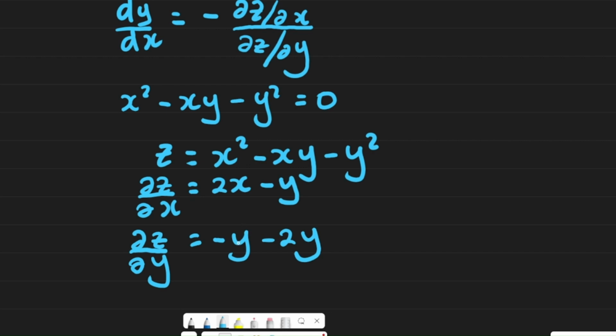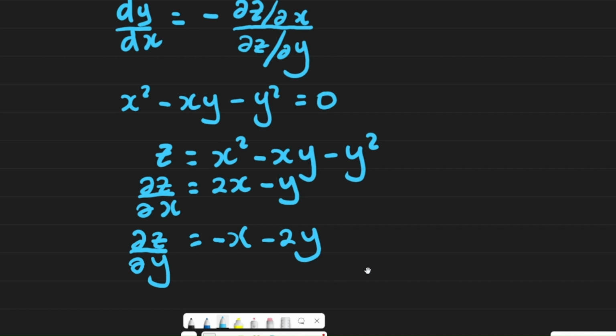My apologies. This should be minus x minus 2y. So the derivative of x squared is just 0. The derivative of minus xy with respect to y is just minus x, because the derivative of y is just 1. So it's minus x. That's how we got that. And minus y squared is just minus 2y.